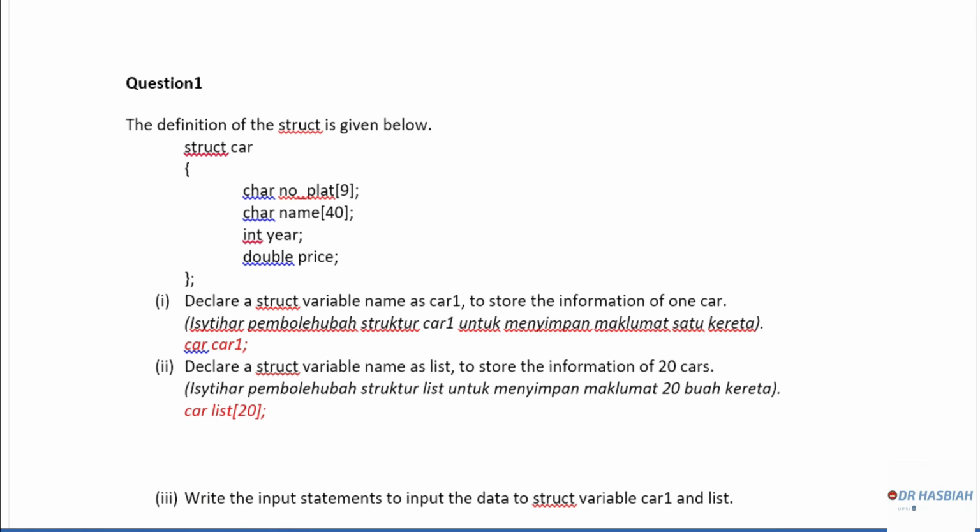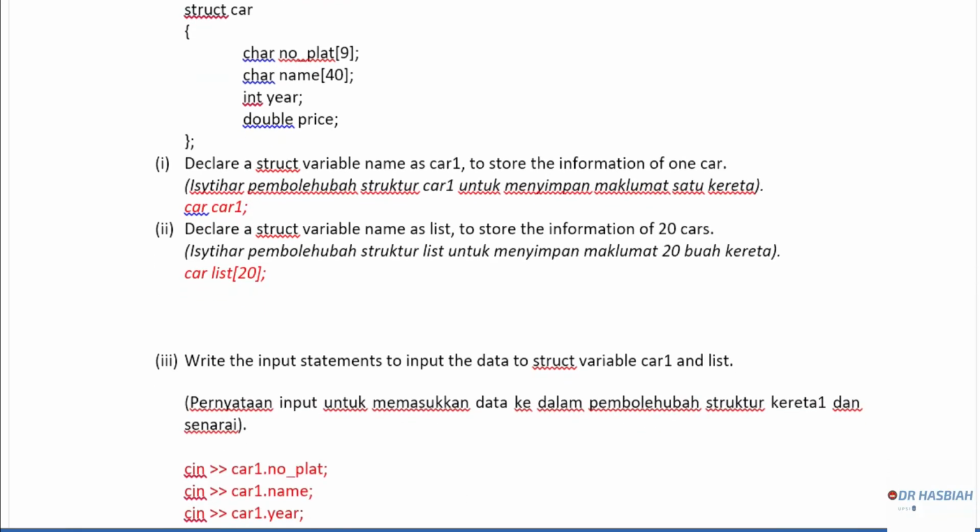So this is an example of question 1, an example of the kind of question that we have in the final exam. Question 1: the definition of struct is given below. So you have the definition already. Struct car. What is your struct name here? Car. The data type is struct, right? Between the open and closed braces here, you have the struct members. Number plate.